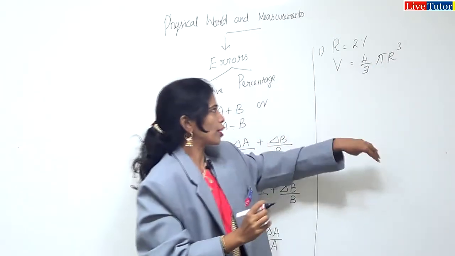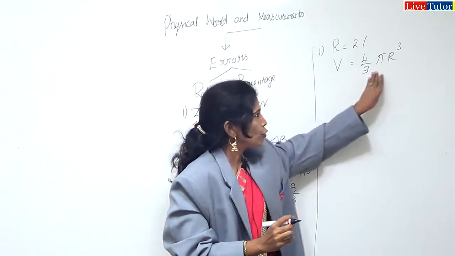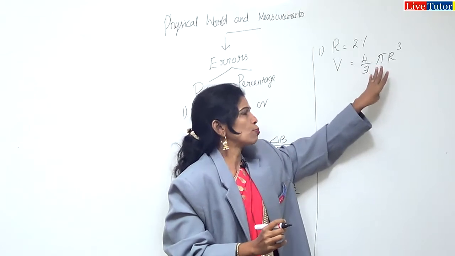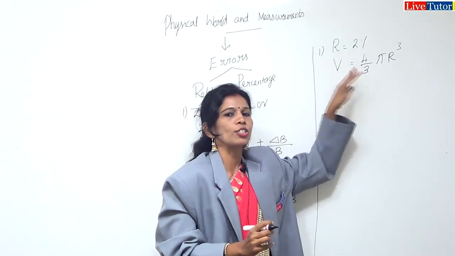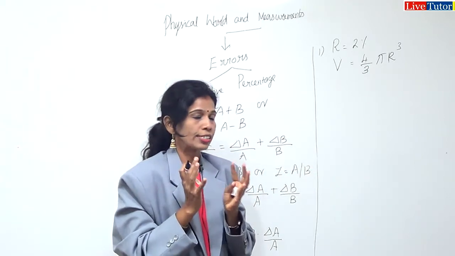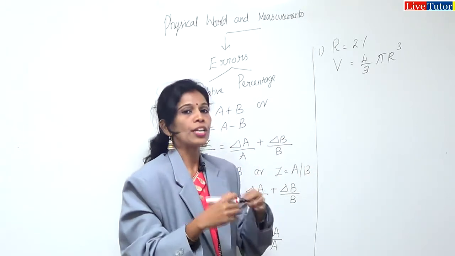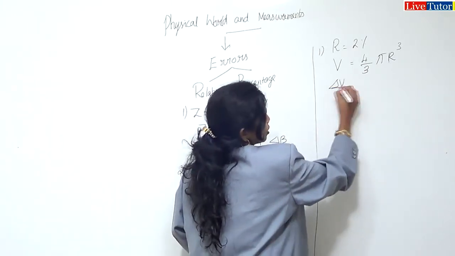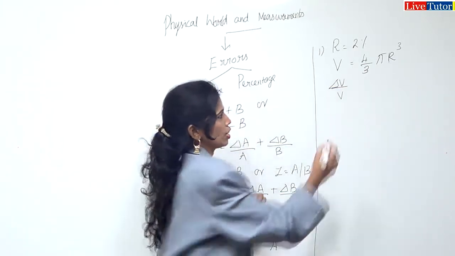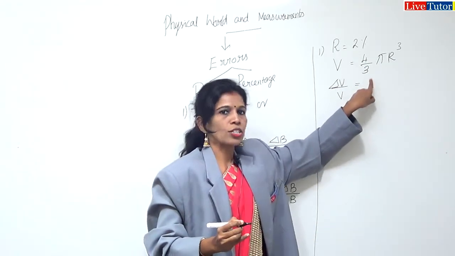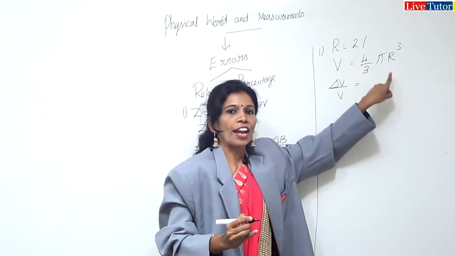The most important thing in finding error is, even if you forget this 4 by 3 pi, it's not at all a problem, because pi is a constant, 4 by 3 is a constant. So, no need to worry about it, but we know very well that if it is volume, definitely it will be a cube power. So, r cube. How do we find out the error of this now? Del v by v is equal to, as I told you, constants we just leave, pi is a constant, leave it, and then r cube.